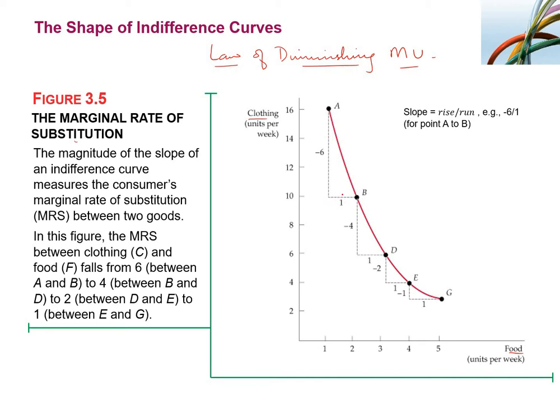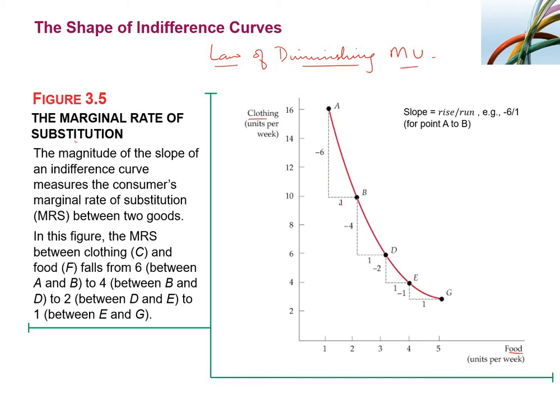So this is the slope, with the concept of slope which we have also discussed in elasticity, and it is measured by rise over run. So -6 divided by 1, which is -6. We are saying that if we want to move from point A to point B, we are sacrificing 6 units in order to get one more unit of food.